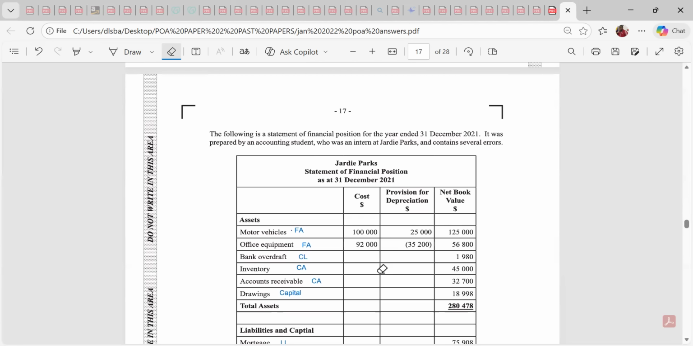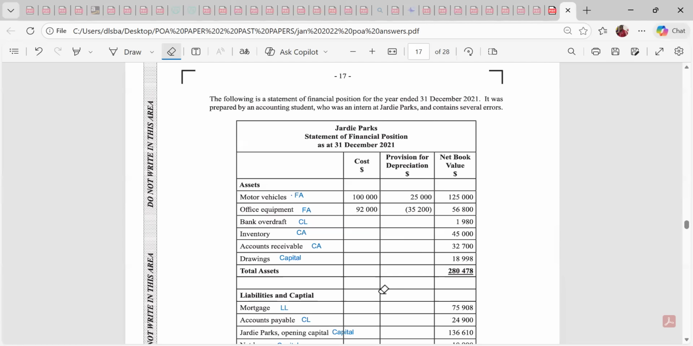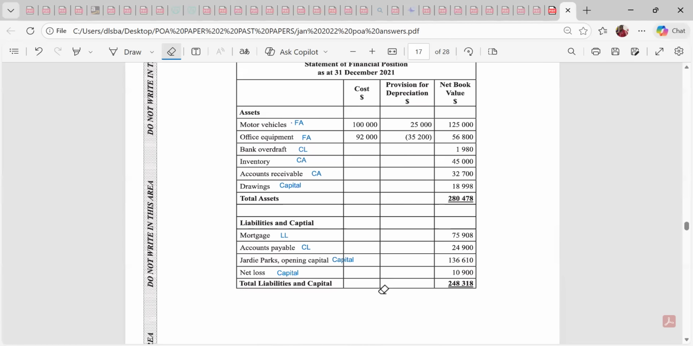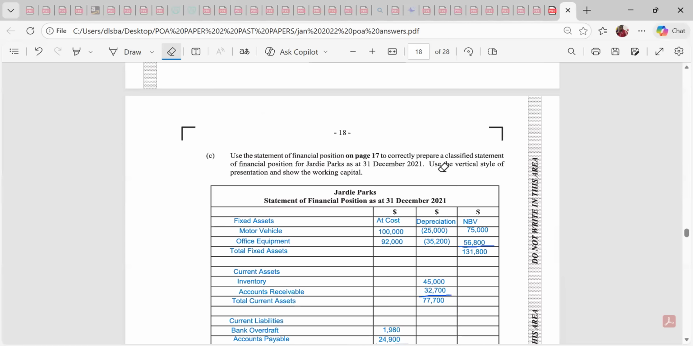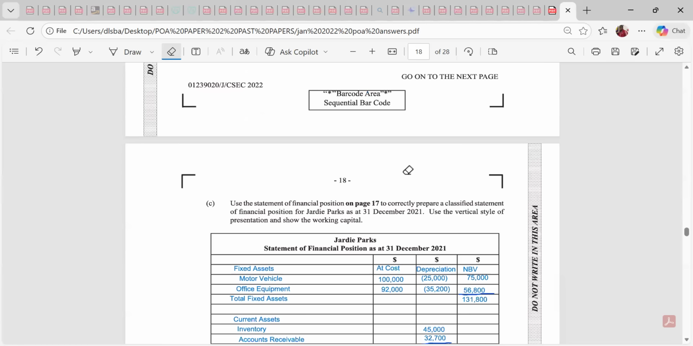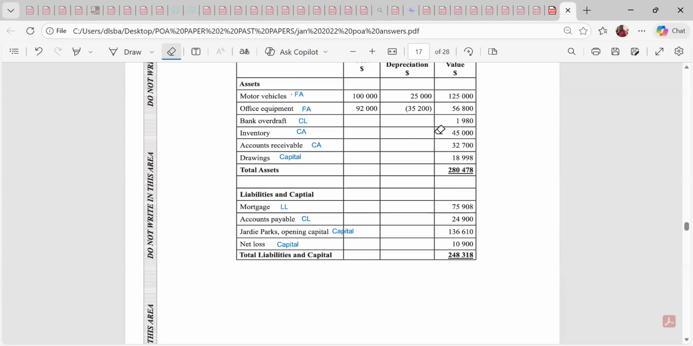We are given the following statement of financial position, prepared by an accounting student who is interning, and he makes some errors. The task is to use the statement of financial position to correct it and do it over basically. I kind of put the answers here ready too.